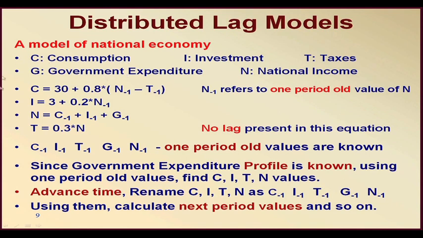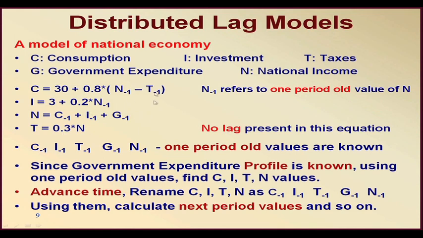So, you see the same equations are written here. So, you see C last 1 year old values, I 1 year old, T, G, N, all the 1 period old values are known. So, we also should know what is known as the government expenditure profile. So, that means we know all the G values, right, starting from G0, G1, G2, G3, G4, G5. So, using all the 0 values, we can calculate all the 1 values using these equations.